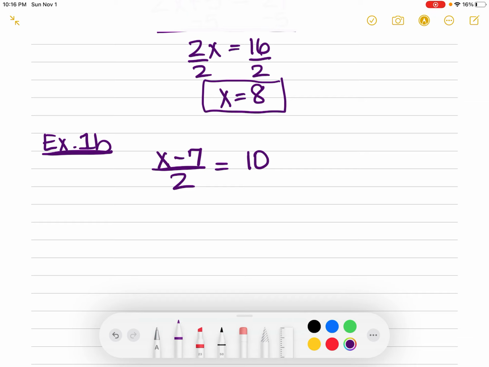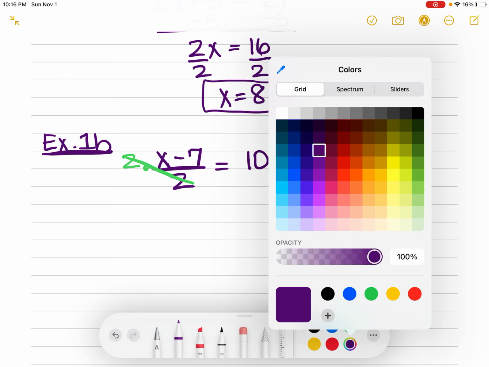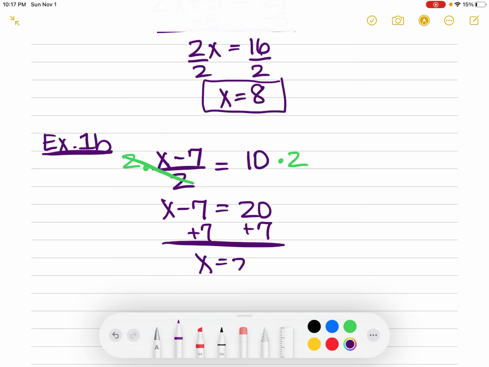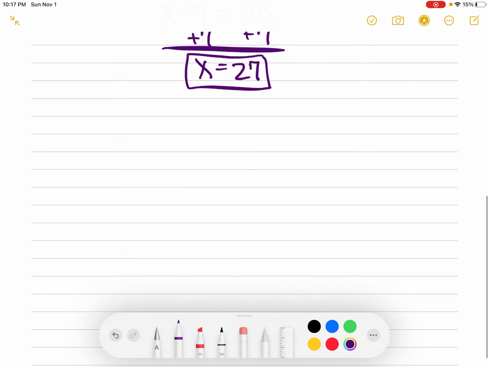Okay, now you should be back. To solve this problem, you should have multiplied by 2 on both sides. That cancels these out. And then I would have x minus 7 on this side and 20 on this side. Then I'm going to add 7, and I get x equals 27. And that's my answer. That's what you should have gotten. That was an easy one-step equation once you got rid of the 2. Okay, let's move on to example 2.